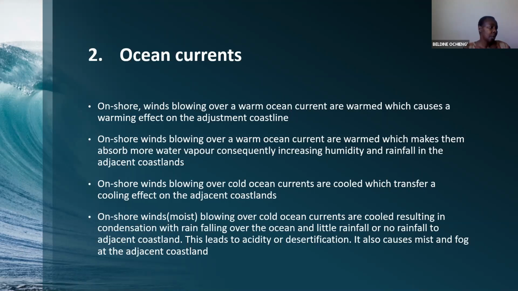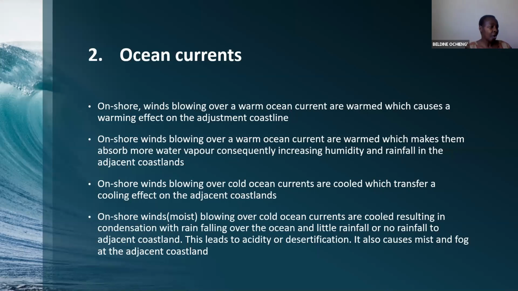Two, onshore winds blowing over warm ocean currents are warmed, which makes them absorb more water vapor. They are warm, so they are able to absorb more water vapor, consequently increasing humidity. When they absorb more, humidity in the area has increased, and there is rainfall in the adjacent coastlands.